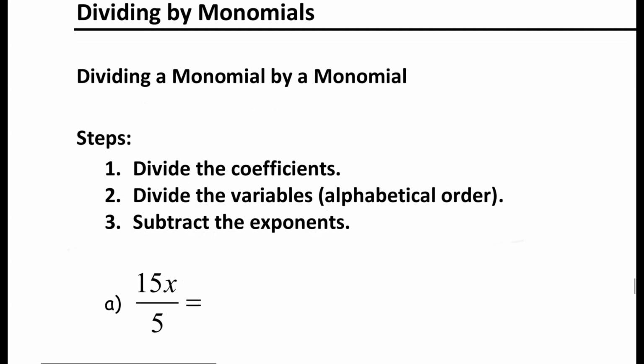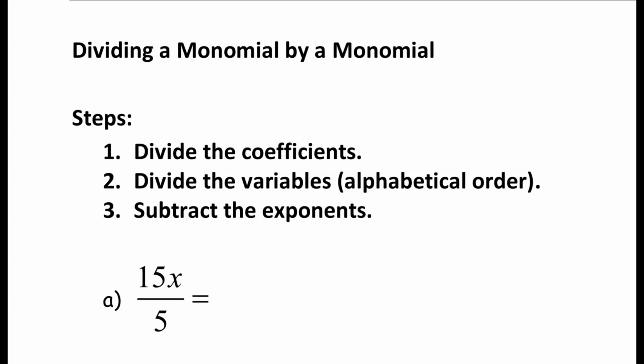So when we're looking at dividing a monomial by a monomial, the first step is dividing the coefficient. When we're doing multiplication, we are looking at multiplying the coefficient. Then we want to divide the variables, in alphabetical order. And the last thing we want to do is subtract the exponents. Now, if the bases are the same, that's when we're subtracting the exponents.